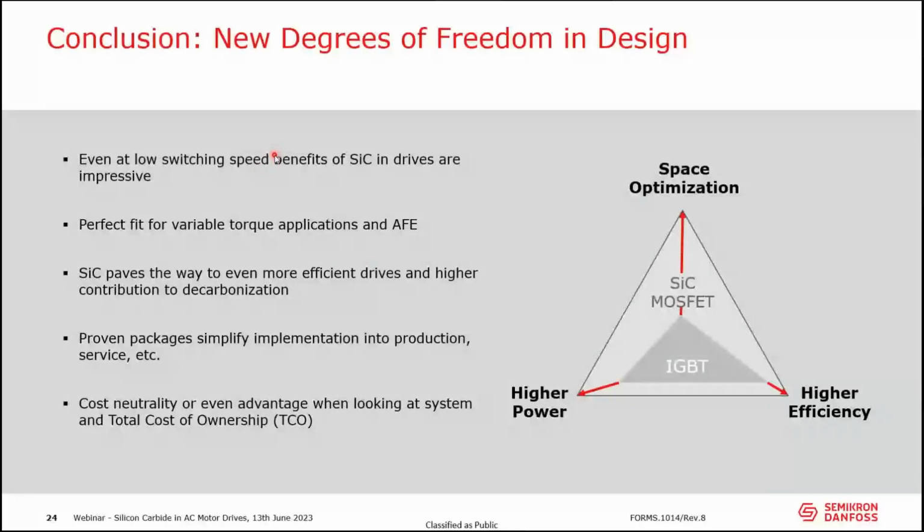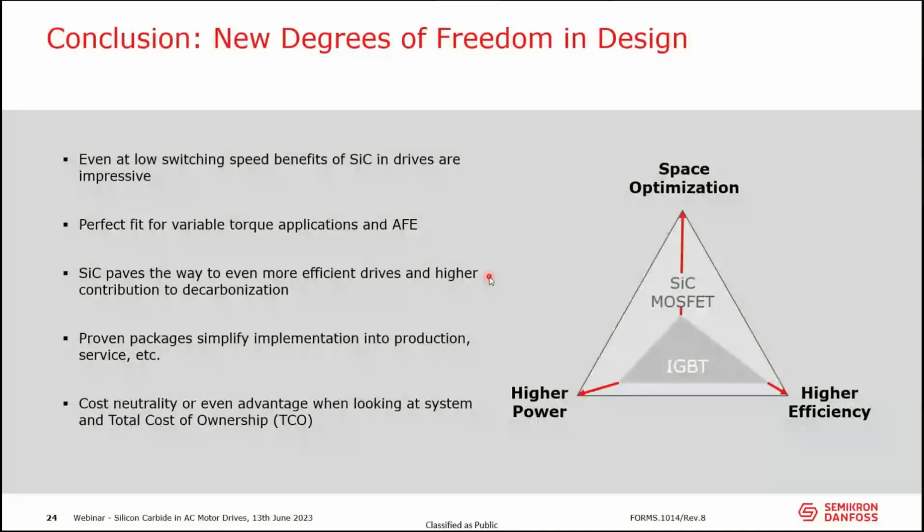We see that it's a perfect fit for variable torque applications. Remember that pump application, which is always most of the time running in the partial load range, where the current is rather low, and then the benefit of the MOSFET having this lower forward voltage plays out. It really is the key to create more efficient drives, and which then also contribute to decarbonization and carbon footprint reduction in factories and productions.